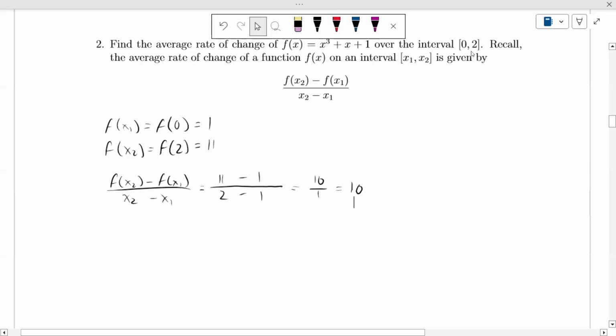Oh, my x1 was 0. I see what you're saying. Okay. Yeah, my x1 was 0. Sorry, everybody. Here, I'll put it in red for where I'm correcting it. Yeah, my x1 was 0. I thought it was 1. My mistake. Okay, so then this is actually 10 divided by 2, which is 5. Okay, that's a lot better.